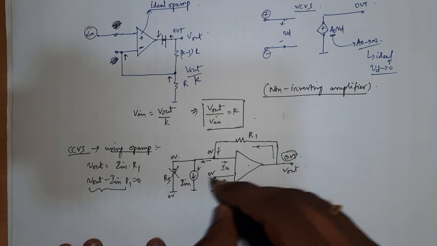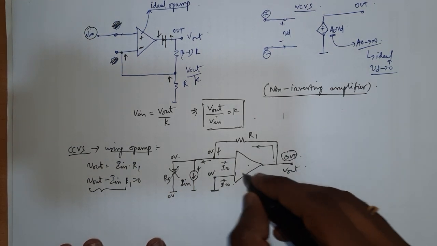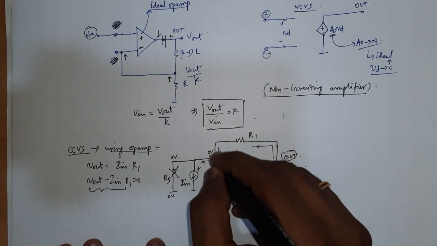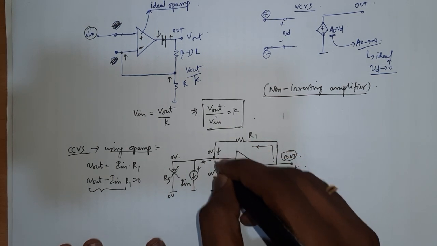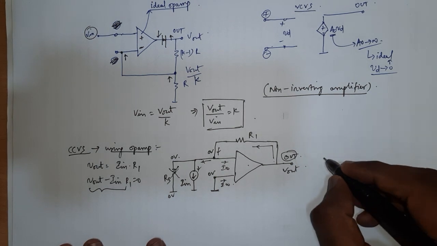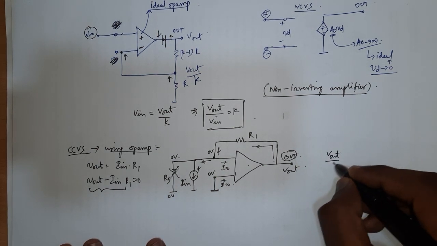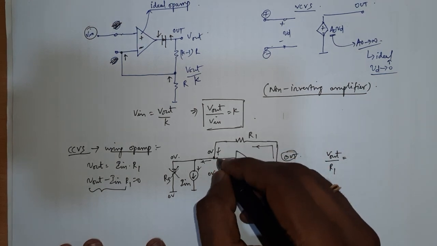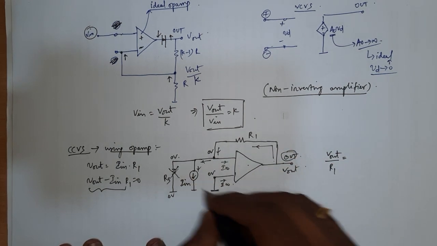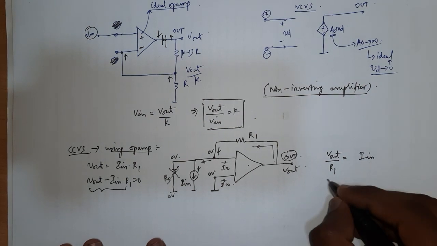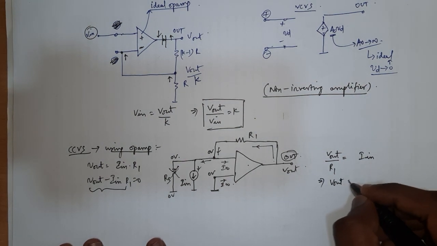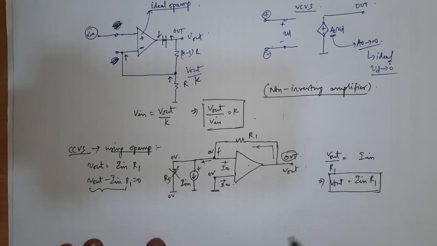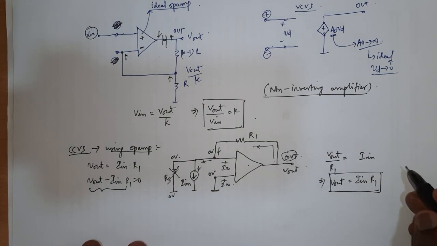So now coming back, if I consider this particular scenario and try to write a KVL here, I will say that V out by R1, that is current entering this node, is equal to current leaving this node, which is I in. So this implies V out is equal to I in times R1. This is what I wanted, and I got it. This is considering this op-amp to be ideal.